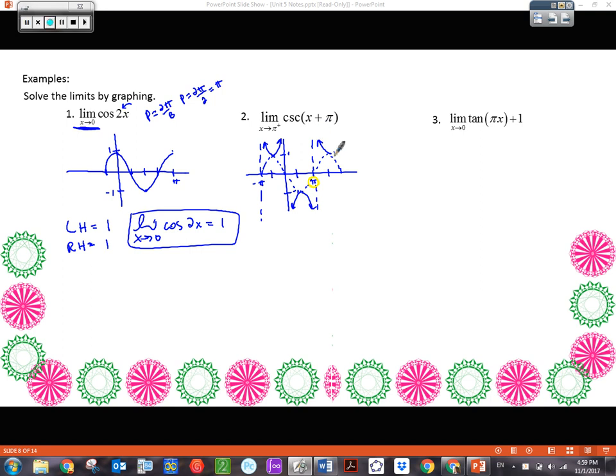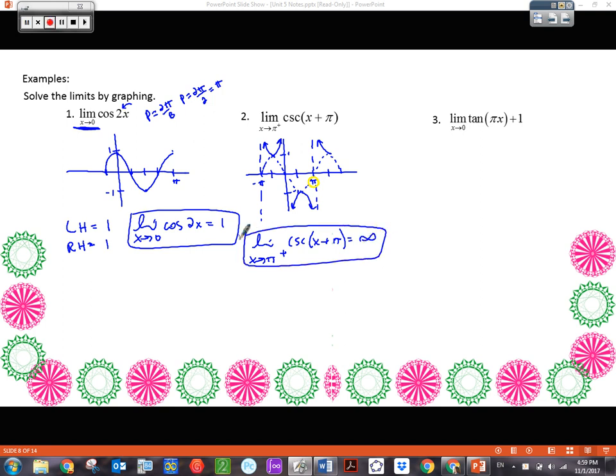What is happening? As I head towards pi from the right, there happens to be an asymptote at pi, so that makes me head right towards infinity. So the limit as x approaches pi from the right of cosecant of x plus pi is infinity.